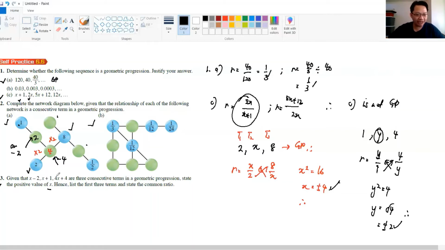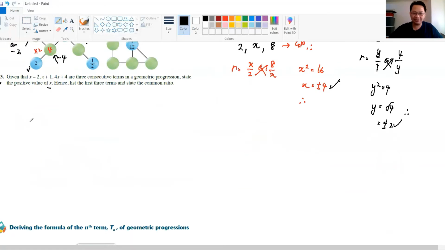All right, now for number 3. Now you will see what I mean by accepting both answers here. Find the value of x, and also positive. We want the positive. So the first term is x minus 2, second term x plus 1, and third term 4x plus 4. So r equals x plus 1 over x minus 2. Second term divided by first term is also equivalent to the third term over the second term.